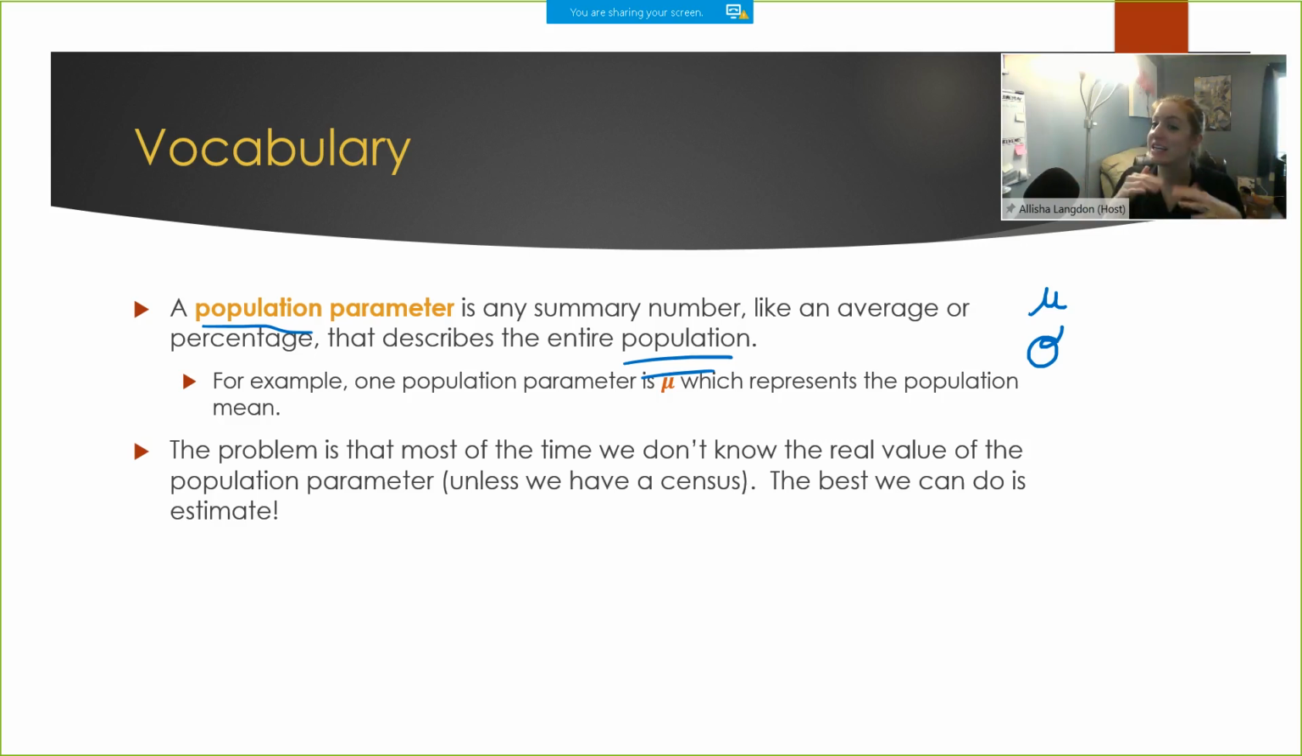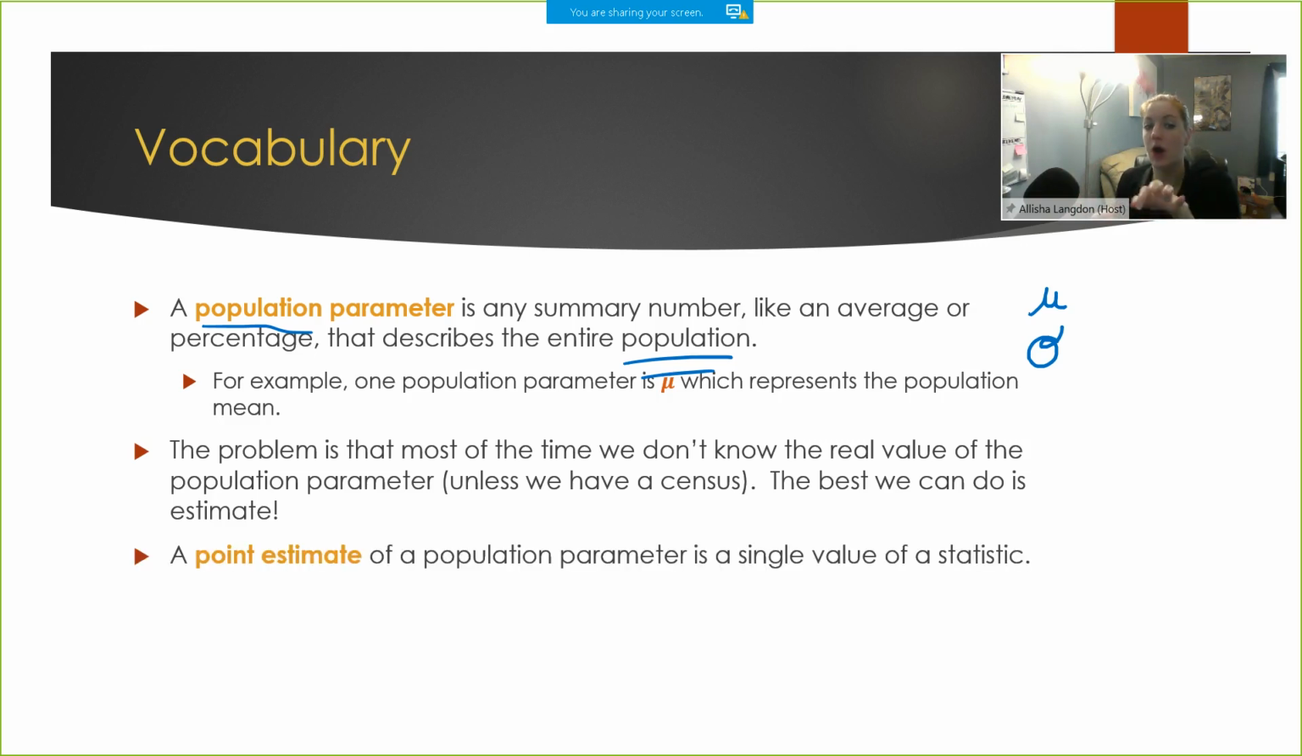Unless we have a census, which they do every 10 years, right? They go around to all the houses and gather information. You usually don't have population parameters. So what they do instead is they estimate what it is based on a sample. They take a sample of the group and find what we call a point estimate, or sometimes it's called a sample statistic.